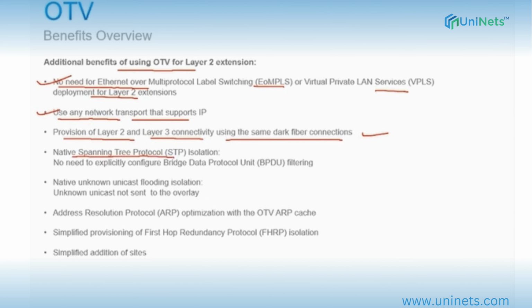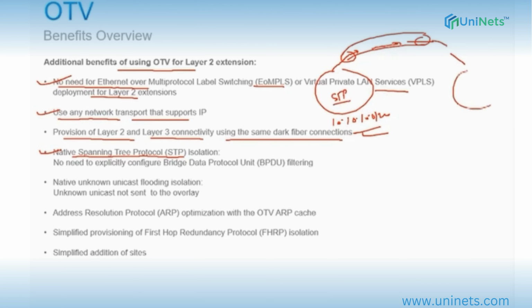Native STP isolation: the STP doesn't work between the sites. Why? Because you are extending your layer 2 boundary, but it doesn't mean that your BPDU will also travel. The STP of the 10.10.10.0/24 subnet will be local here, and the STP of the 10.10.10.0/24 is local to the other side. There will be no BPDU going across. Okay. ARP resolution.